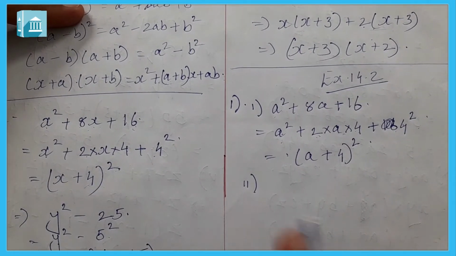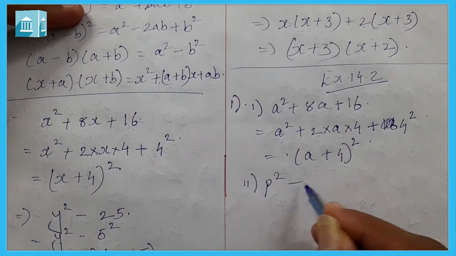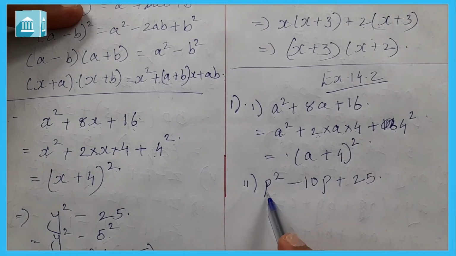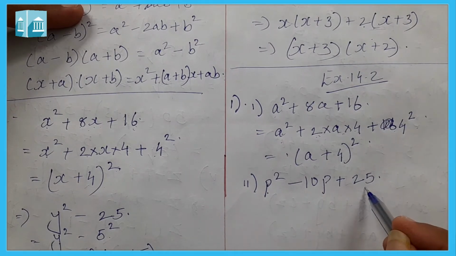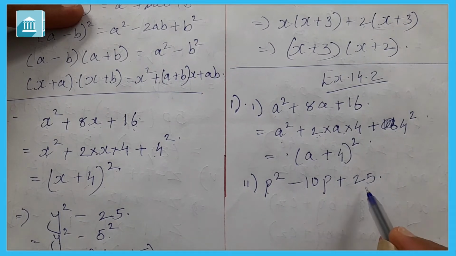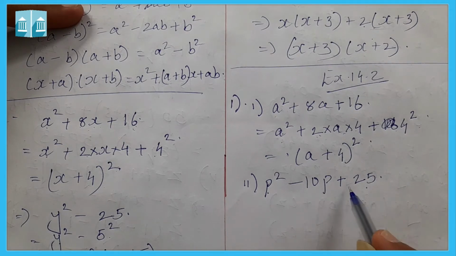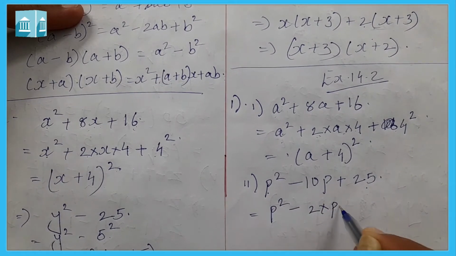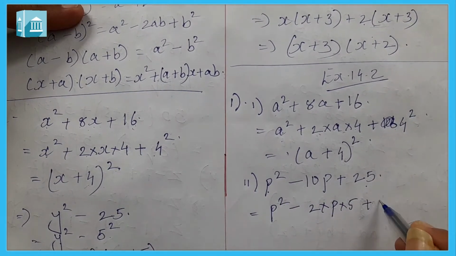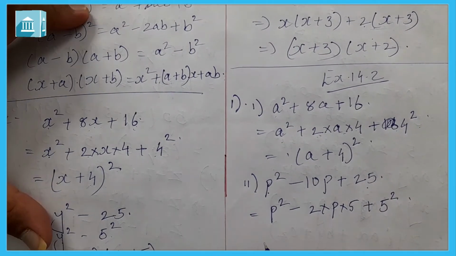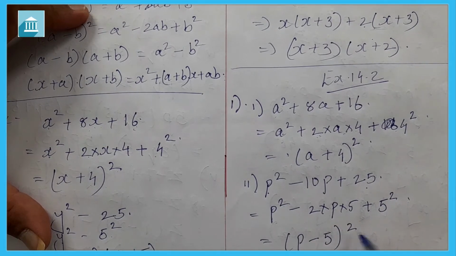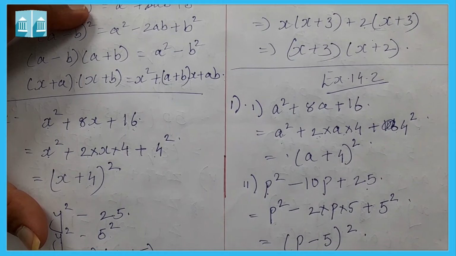Question number 2 is p square minus 10p plus 25. Here p square is the square of p, and 25 is the square of 5. 2ab, that is 2 into 5, is 10, so minus 10p. So we can write this as p square minus 2 into p into 5 plus 5 square. This can be written as a minus b, that is p minus 5 whole square. So this will be the answer, the factorization of p square minus 10p plus 25.